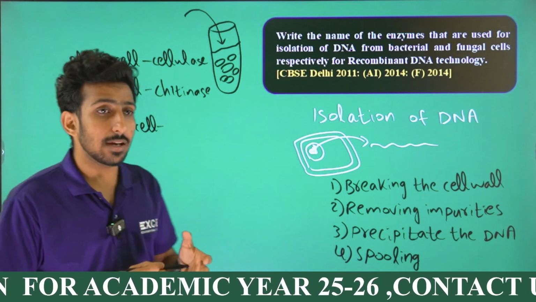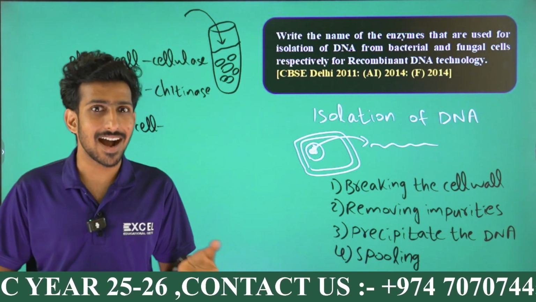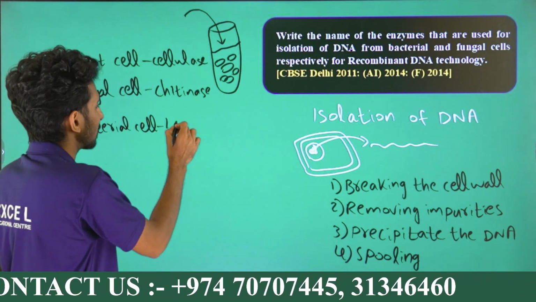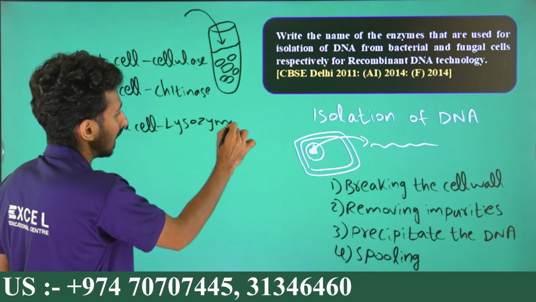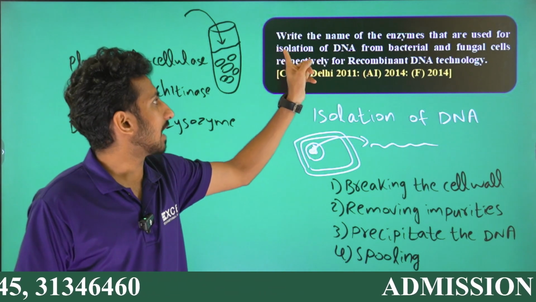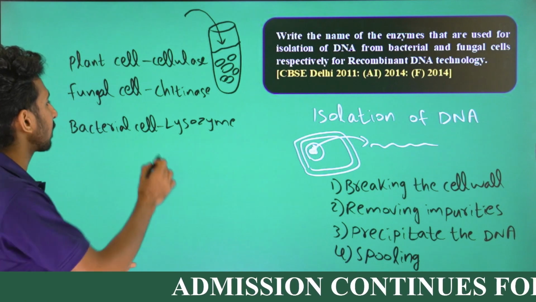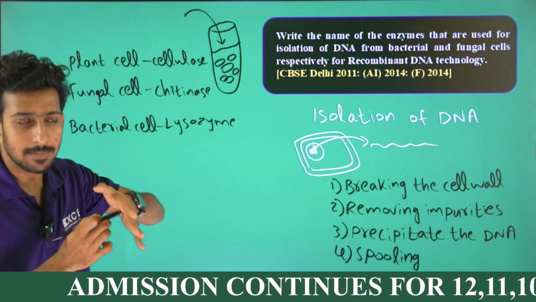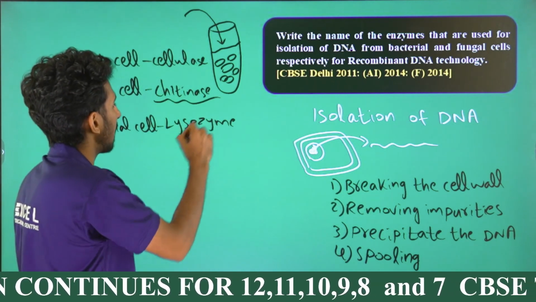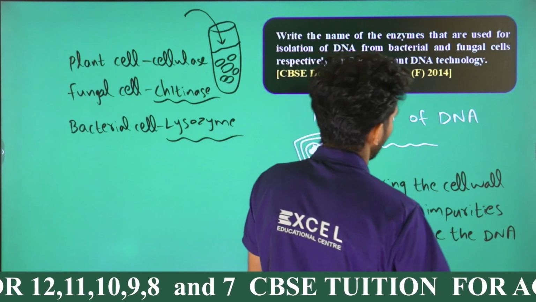But if we are taking a bacterial cell, the bacterial cell wall is made up of polysaccharide and amino acid, or we can say NAG and NAM. In order to break the bacterial cell wall, we have to add lysozyme. Now listen, write the name of the enzymes that are used for the isolation of DNA from bacterial and fungal cells. From bacterial cells, we can use lysozyme, and for breaking the cell wall of fungal cell, we can use chitinase. So you got the answers. Got it? Okay, let's move to the next question.